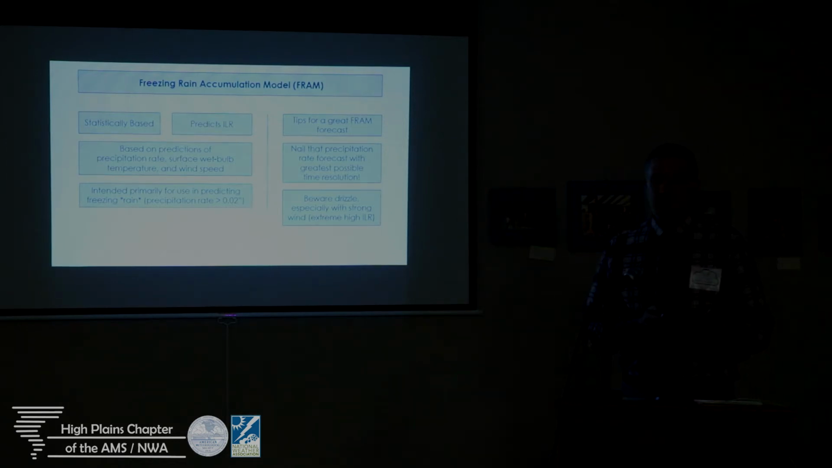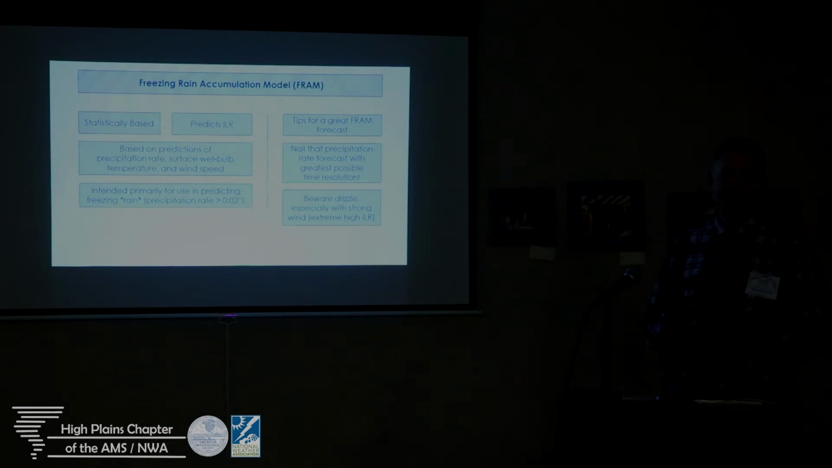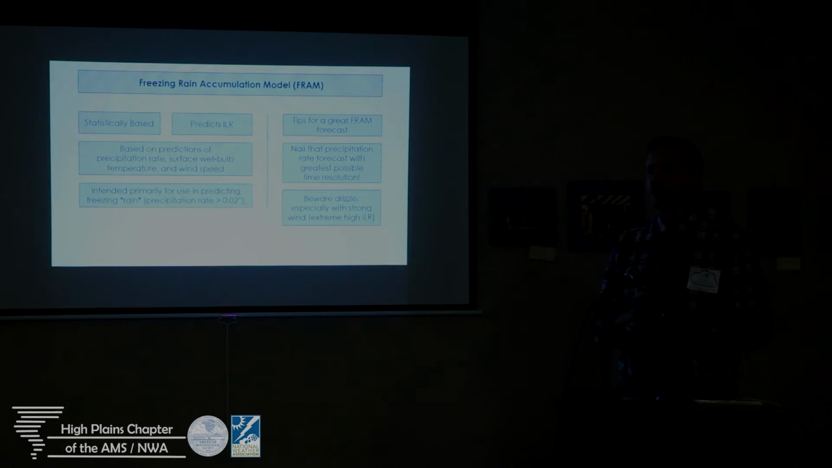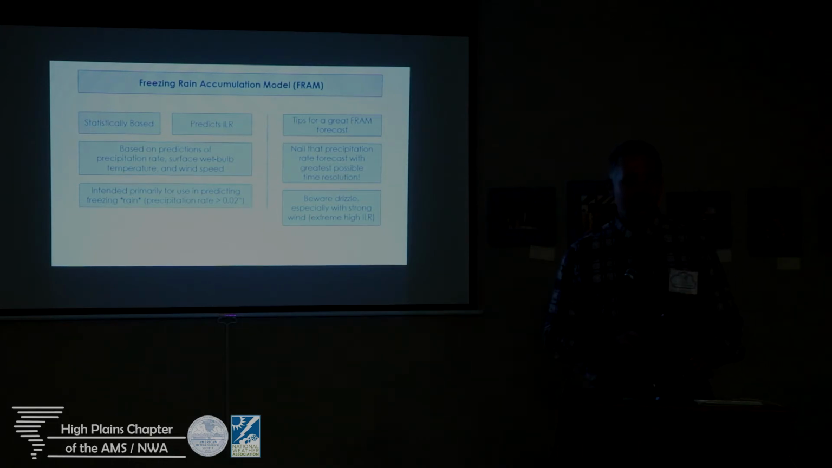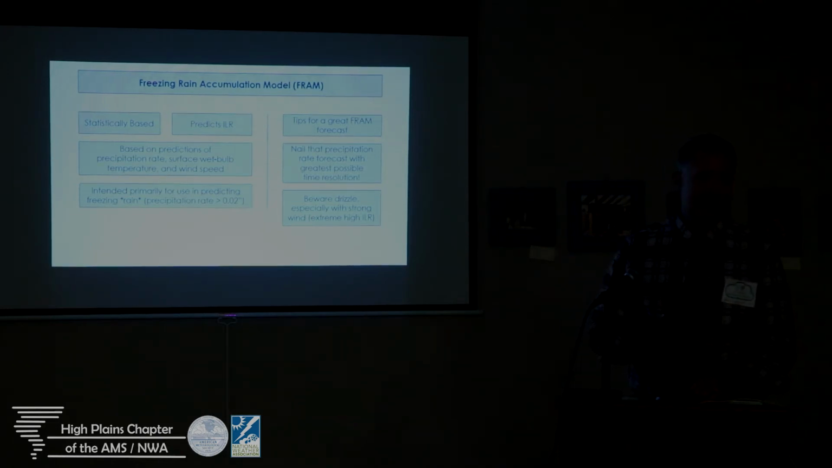Tips for a great FRAM forecast, and this is for everybody in here. Number 1, nail that precip rate forecast with hourly resolution if possible. This model was developed based on hourly observations. Our QPF is often 6 hourly predictions. Sometimes it's more than that. If you break that up and just divide it by 6, that's not how nature works. So that's not how freezing rain is going to accumulate either. The greatest feedback I get is that FRAM is over-predicting ice, when in reality we are almost always under-predicting precipitation rate. So keep that in mind as we're going forward.